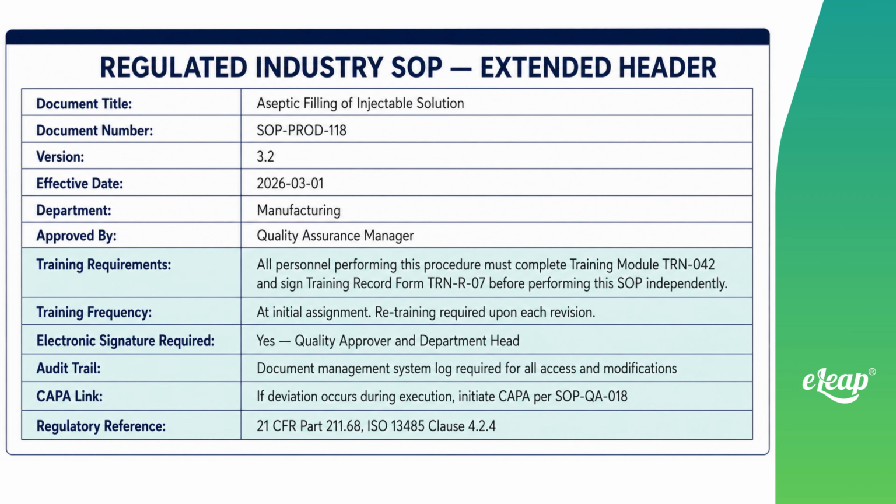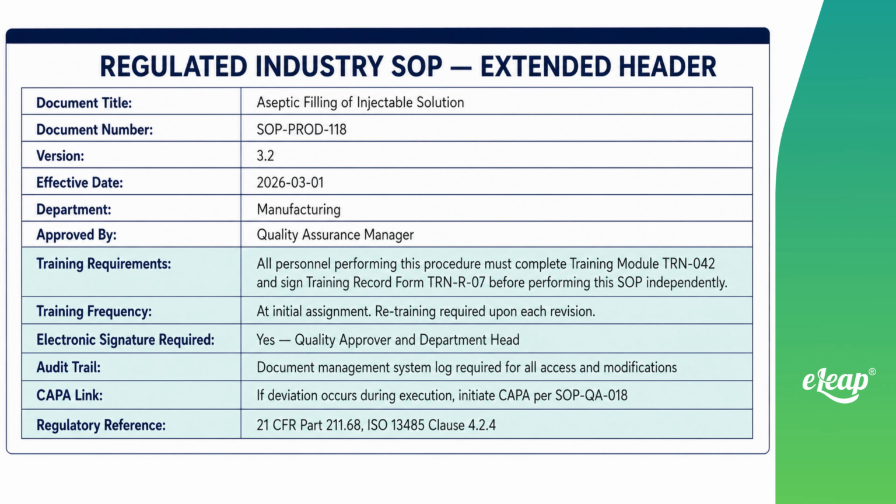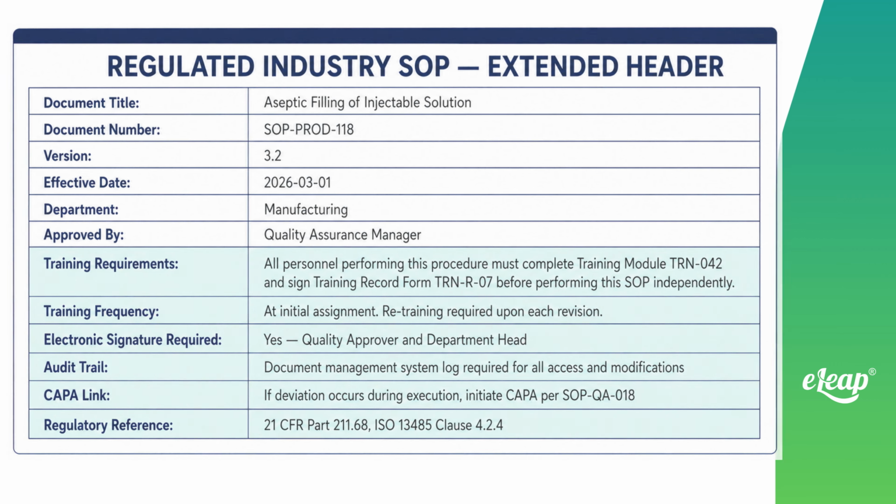This is the link between your document control system and your training records. Electronic signature requirements, audit trail specification, confirming the document management system is logging all access and changes. A CAPA link, which CAPA procedure governs if a deviation occurs during execution. And regulatory references, the specific CFR or ISO clause this SOP satisfies. These 6 fields are what separate a document control system that passes inspection from one that generates 483 observations.